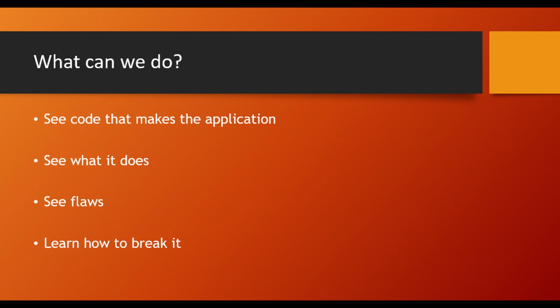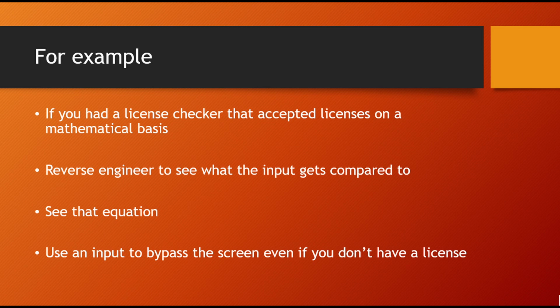Let's have a hypothetical situation. Let's say that you had a license checker that accepted licenses on a mathematical basis. You can reverse engineer that program to see what the input gets compared to and try that. If it's an equation, and you can figure out a number that meets that mathematical equation's requirement, then using that, you can bypass that screen and get through without even a valid license.